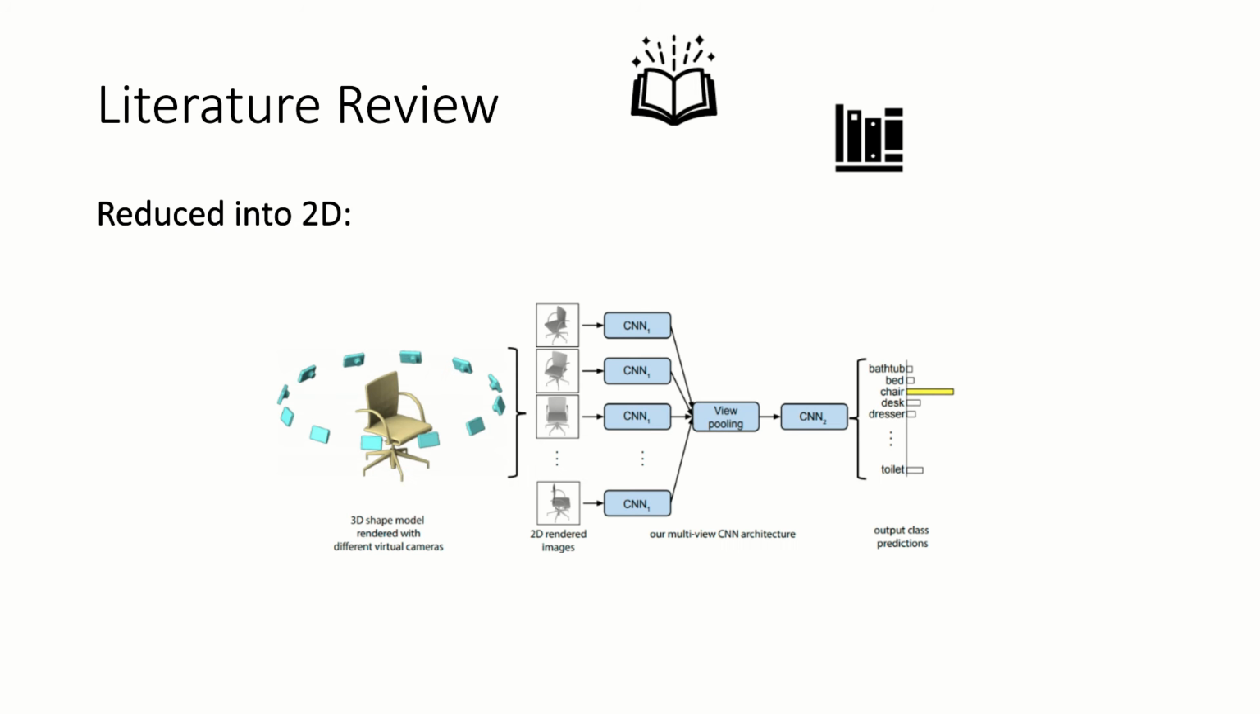Another approach is reducing 3D data to 2D to use CNN, since there are many discoveries in the CNN field. However, this kind of approach needs pre-processed input, similar to the volumetric one. This picture is from multi-view CNN. As illustrated in the picture, they need to take many images of the 3D object to classify it.